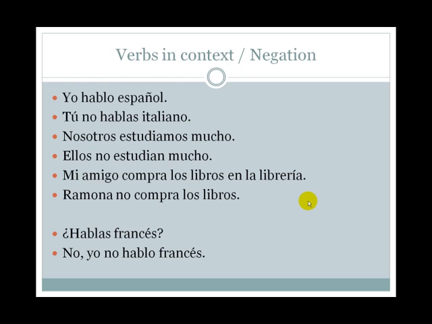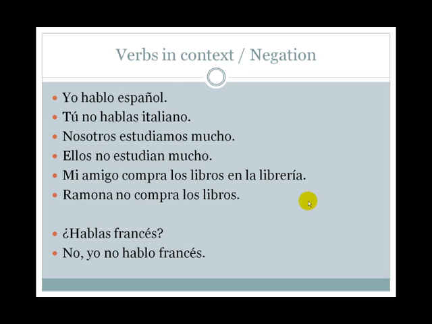And finally, let's look at how you would create a question with these verbs. Instead of using the helping verb do to ask a question, do you speak French? Instead, we simply make it a question by adding question marks. ¿Hablas francés?